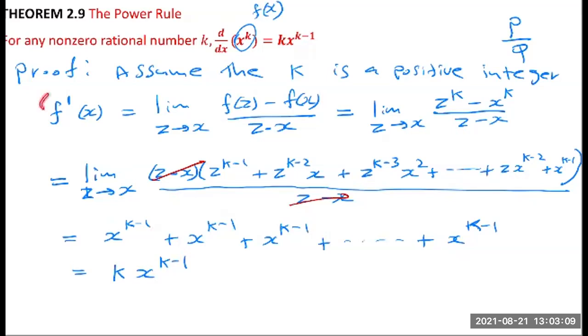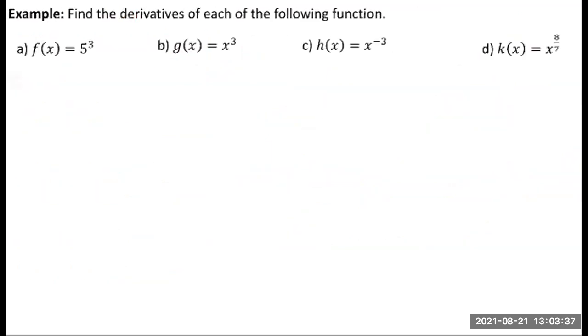As you can see, the derivative f prime of x is equal to k times x to the power k minus 1. Okay, that is the proof for the case when k is a positive integer. When k is a general rational number of the form p over q, we can prove it using implicit differentiation. I will discuss how to prove this using implicit differentiation when we come to that section.